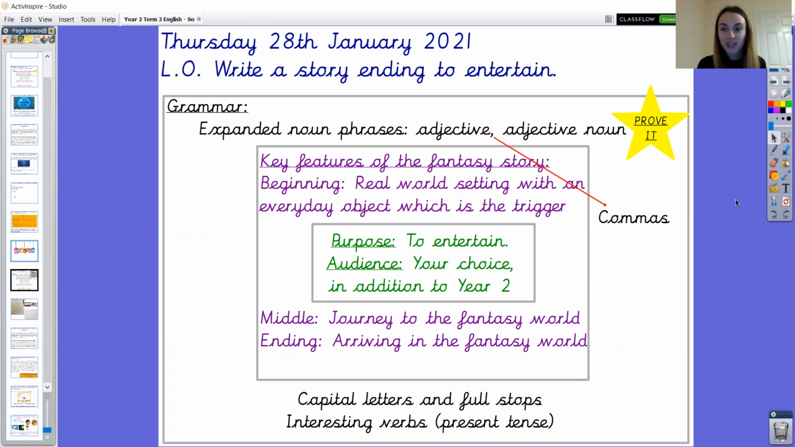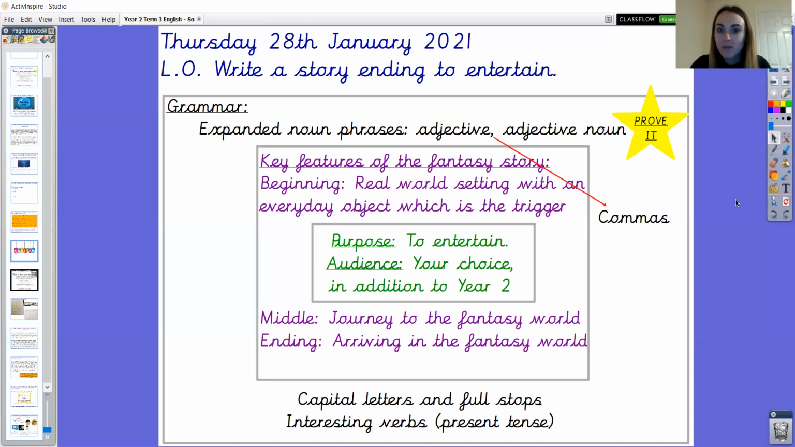Well done. So Year 2, our purpose for writing today, the reason why we're writing, is because we want to entertain our audience. We really want them to be hooked in, really excited to hear what's happening next in our story ending, hopefully sucked in with all of our descriptive word choices. Your audience is whoever you have chosen, as well as Year 2 tomorrow during our live English session.